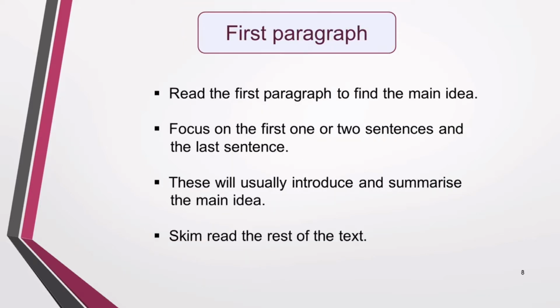Next, read the first paragraph. Your aim is to identify the main idea. Focus on the first 1 or 2 sentences and the last sentence, as these will usually introduce and summarise this main idea. Skim read the rest of the text in the paragraph. You don't need to know the detail for this type of question. Note that occasionally a section will contain more than 1 paragraph. In this case, you'll need to find the main idea in each paragraph.